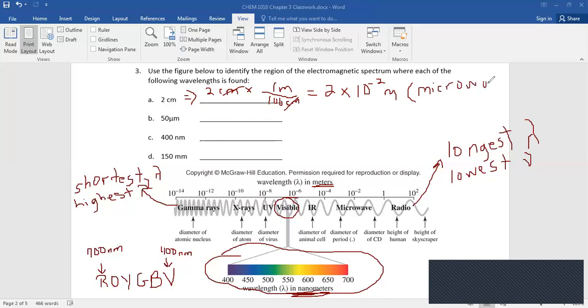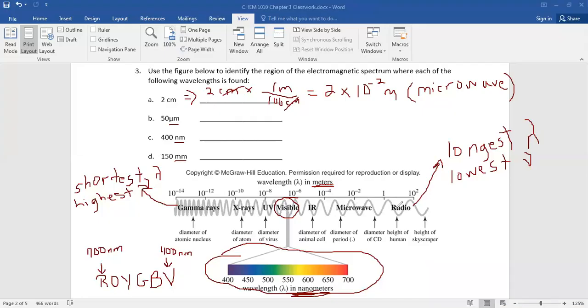So that's how you do part number 3, question number 3. You take the given units, you convert them to meters, and therefore you find the region that that value in meters is closest to. So for part B, you've got 50 micrometers. You convert the 50 micrometers into meters.